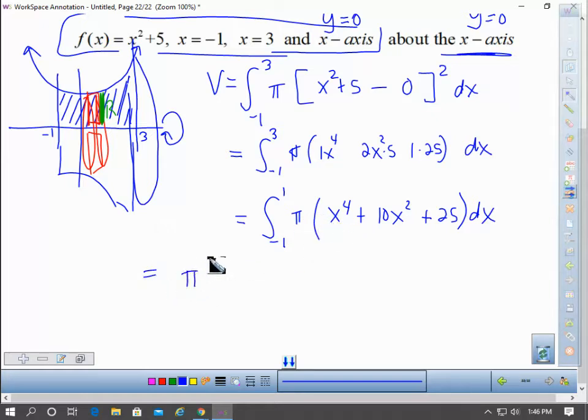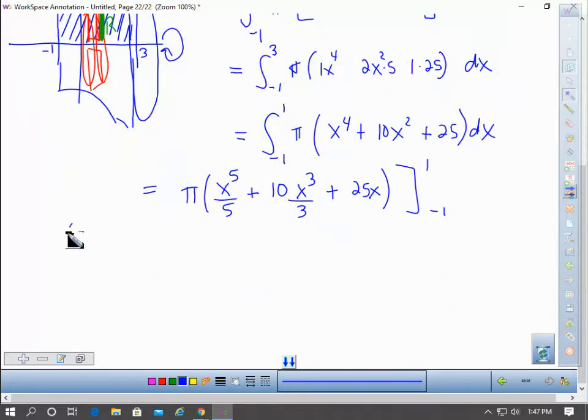So my antiderivative is keep my coefficient. The antiderivative of this would be x to the 5th divided by 5 plus 10x to the 3rd divided by 3 plus 25x to the 1st divided by 1. I don't need the plus c because I'm going to evaluate from -1 to 1. So now we do our fundamental theorem of calculus.